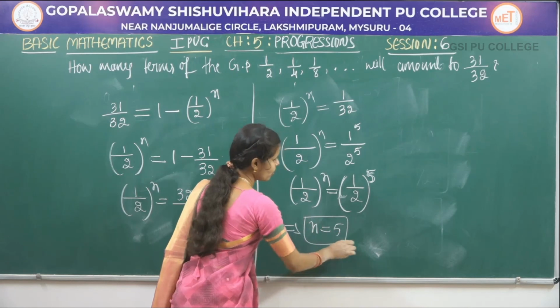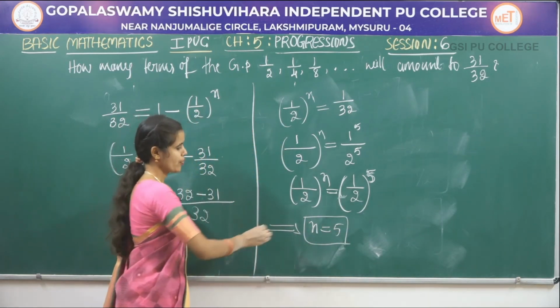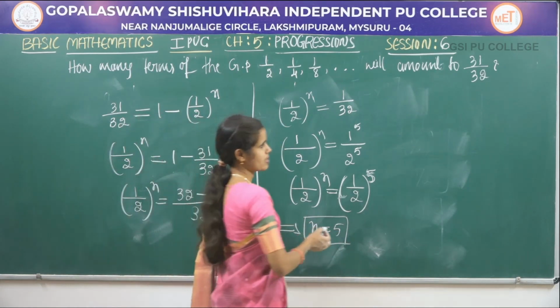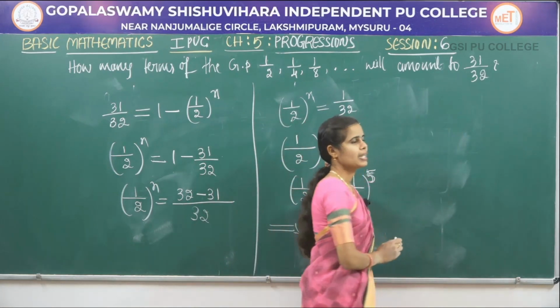n is equal to 5. Therefore 5 terms are required to make the sum 31 divided by 32.